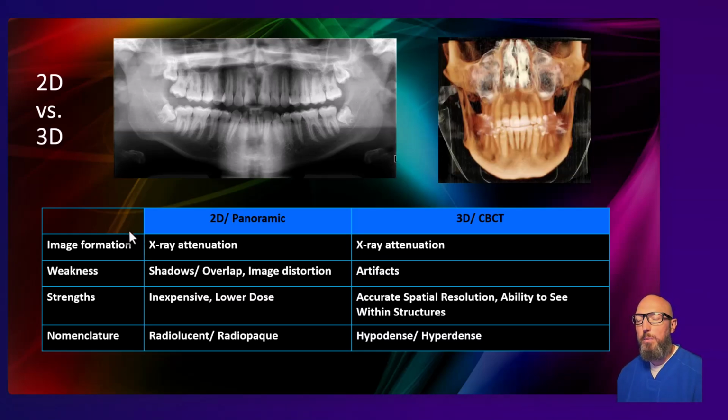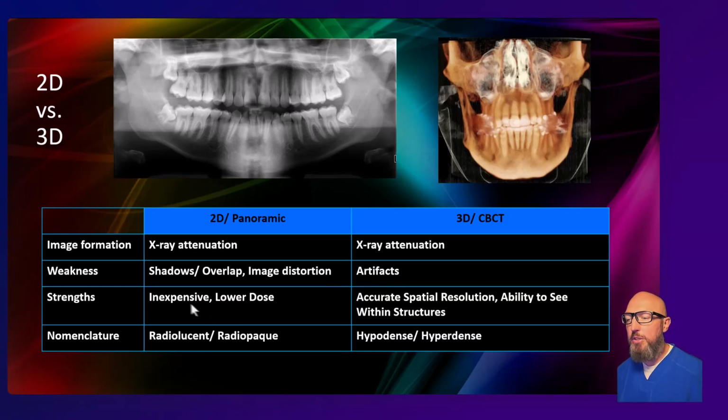All right, then quick comparison of 2D versus 3D, so 2-dimensional, including our panoramic radiograph. As far as image formation, they're both formed by X-ray attenuation as it passes through a patient. A weakness of 2D is shadows, overlap, image distortion, particularly with panoramic radiography. Weakness of 3D imaging is going to be artifacts, or the Achilles heel of CBCT, as I like to call it, and I'll talk more about that later on.